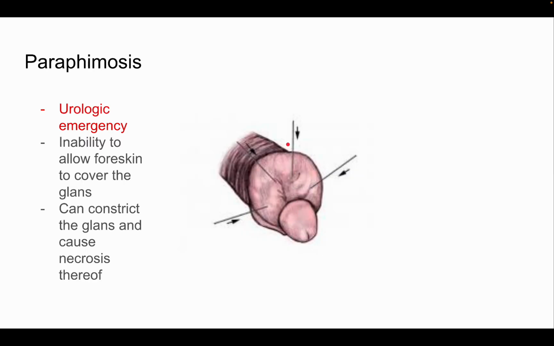Now, paraphimosis is much more serious, and it's where you can't fold the foreskin back over the glans of the penis. This is a urologic emergency because it can constrict on the head of the penis and cut off circulation. You can get necrosis of the glans penis.